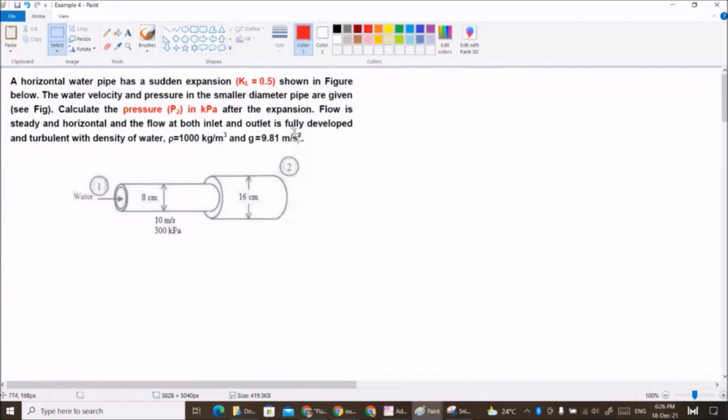A horizontal pipe has sudden expansion, so it is a very simple problem, and when K is given, it is very easy to solve. So we'll write the given data. K_SE for sudden enlargement is given as 0.5. Okay, a horizontal figure. The water velocity and pressure at the smaller pipe are given. Calculate pressure P2. So pressure P2 is asked.